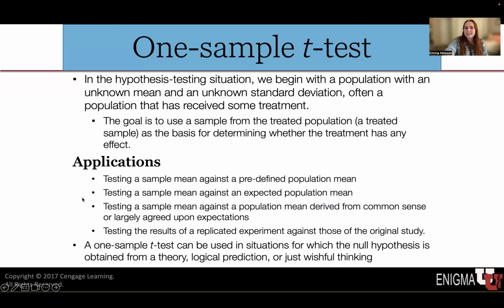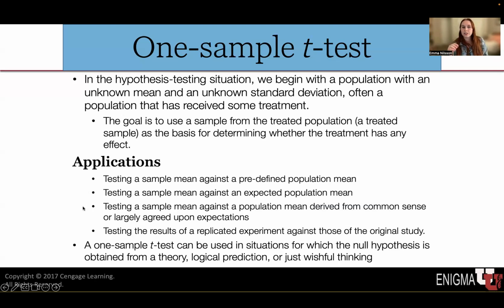Another application would be testing your sample mean against an expected population mean, which is similar, but the example I usually give for this one is if you are tossing a coin and you notice that it's not completely random, you would measure the results of your coin tosses, and then you would assign one side a 0, one side a 1, like we've done before, and then you would compare the mean of your sample of coin tosses to the expected mean of 0.5 by the laws of chance. That's another way you would use a t-test, because the expected mean is 0.5 in that situation.